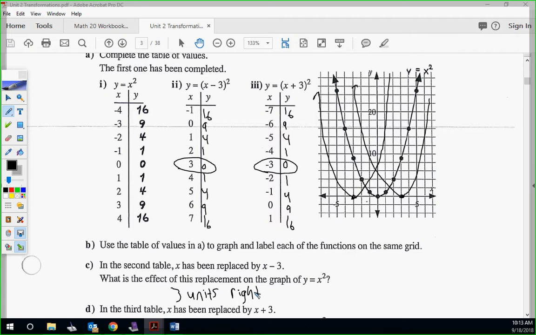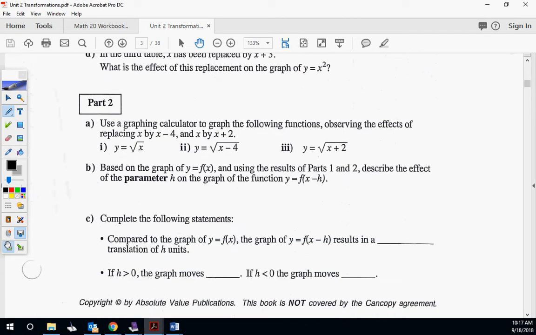And third table, what's it moving? 3 units left. I know, guys, this is too simple, but that's good. Okay. All right, let's finish the bottom here.